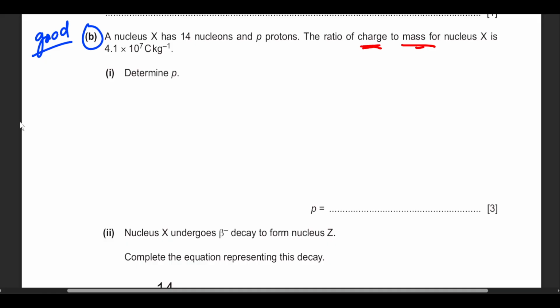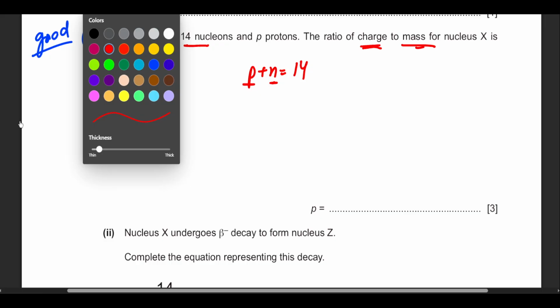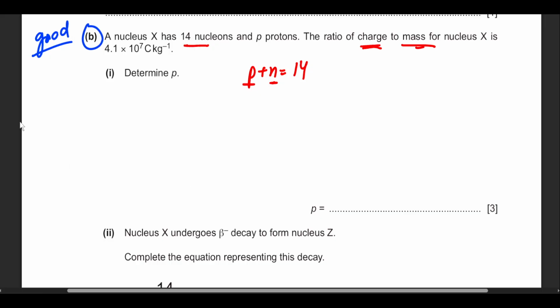Let's see. It has 14 nucleons. We don't know what the combination is. So it could be protons plus neutrons equal to 14. We don't know how many protons, we don't know how many neutrons, but we do know the charge to mass. So let's move on. Let's find out the number of protons.